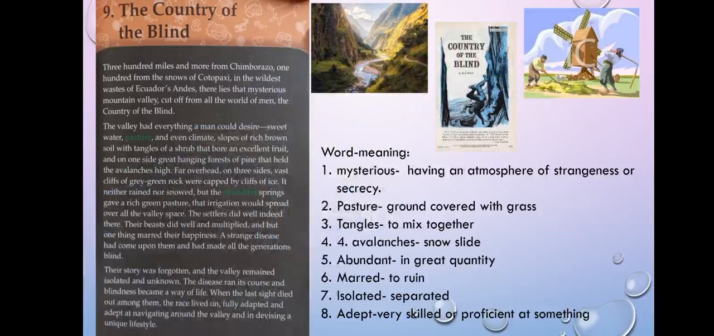So let me explain the hard words from this first page. Here, mysterious means having an atmosphere of strangeness or secrecy. Pasture, ground covered with grass. Tangles means to mix together. Avalanches, snow slide. Abundant means in a great quantity. Marred means to ruin. Isolated means separated. And adept means very skilled or proficient at something.